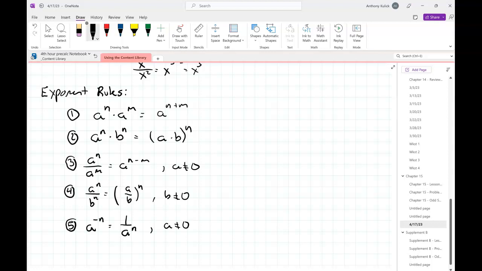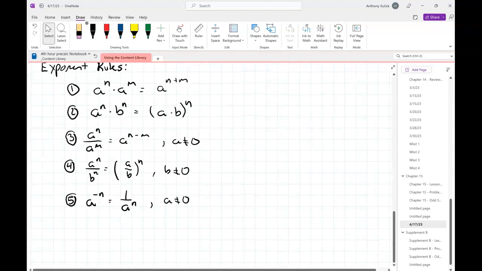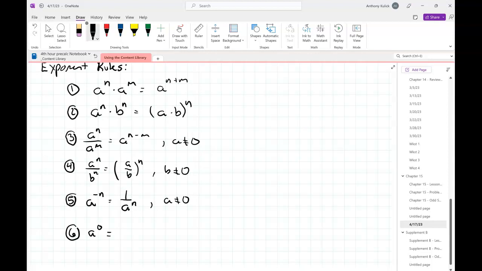So we have the negative exponent property. We know a negative exponent just makes a reciprocal. We have the zero exponent property. Anything to the zero power is one, well, any non-zero number to the zero power is one.